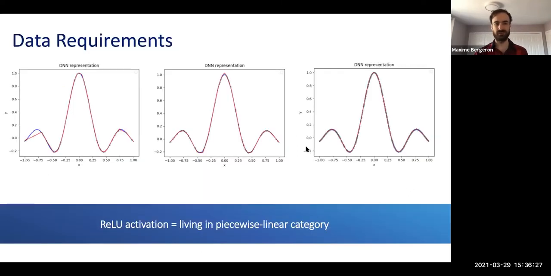And sorry, I didn't know what order my slides were going in, but here's data requirements. So for this net, I'm using these ReLUs. So that was this flat and then kink activation function. And basically what that means is that we're living in the piecewise linear category. So the blue curve in the background is the function I'm trying to approximate, basically a sine function. And then I've just dropped some training points, meaning places I've evaluated the function. On this left-hand side, I had a few points. I added more here, and here I added quite a bit more.